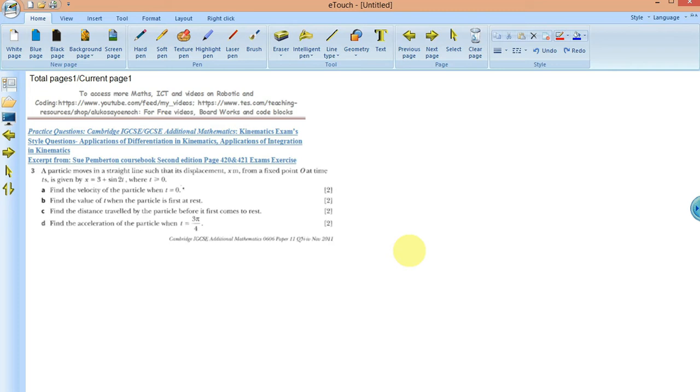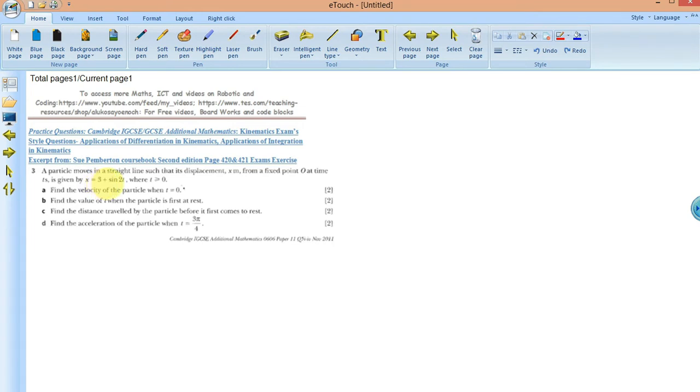Okay, guys, here is the next question. A particle moves in a straight line such that its displacement x meter from a fixed point at time t second is given by x equals 3 plus sine 2t, where t is greater than or equal to 0. So find the velocity of the particle when t equals 0. Okay, guys, we have to find the velocity. Don't forget that you are given this is the displacement.